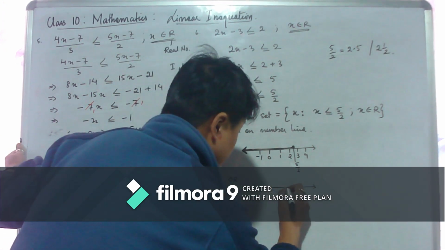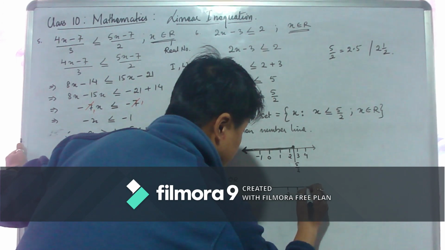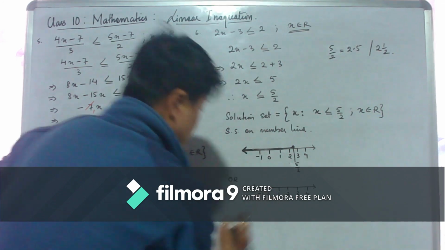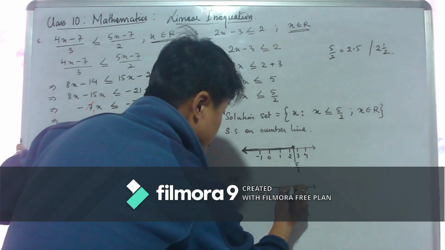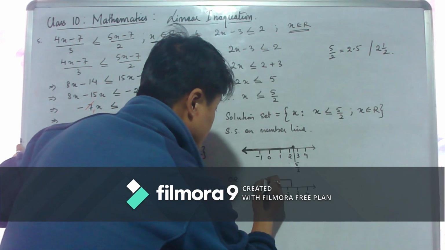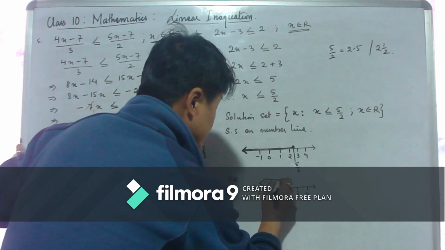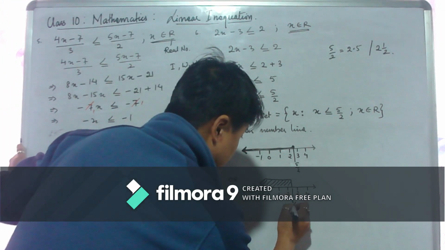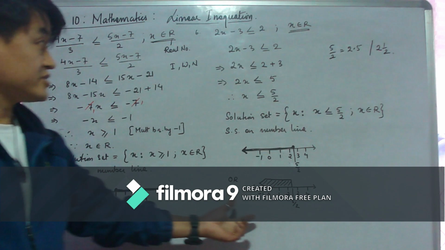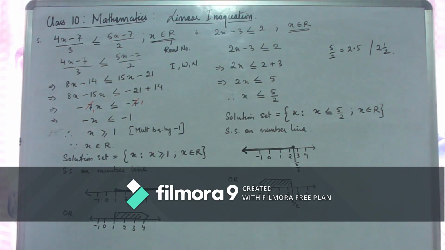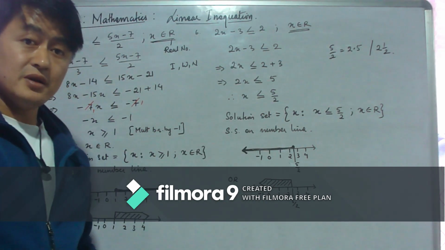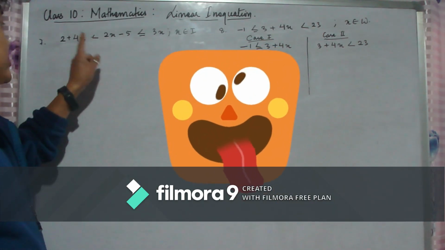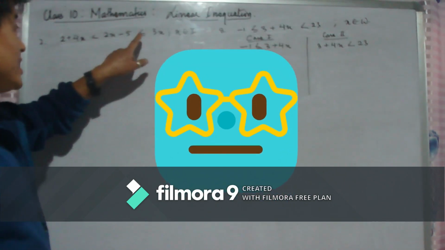Or we can also do this the other way. Again the same way we'll do here 2, 3, 4, 1, 0, -1. Okay, here is 2.5. From here we'll make the arrow. So this represents 5 by 2, the solution set of the given inequation, which we have to represent on the number line. Clear?